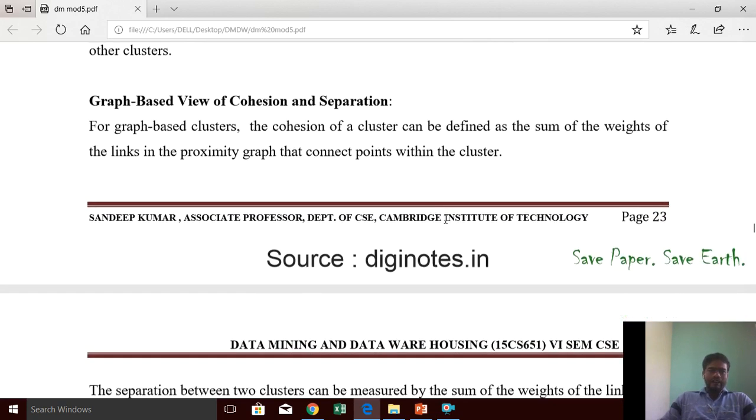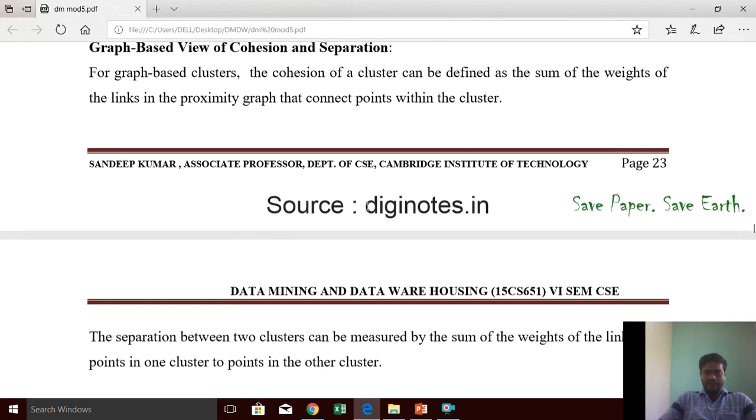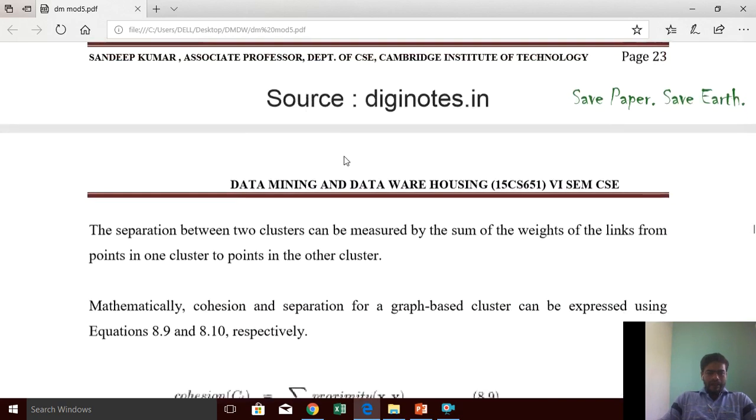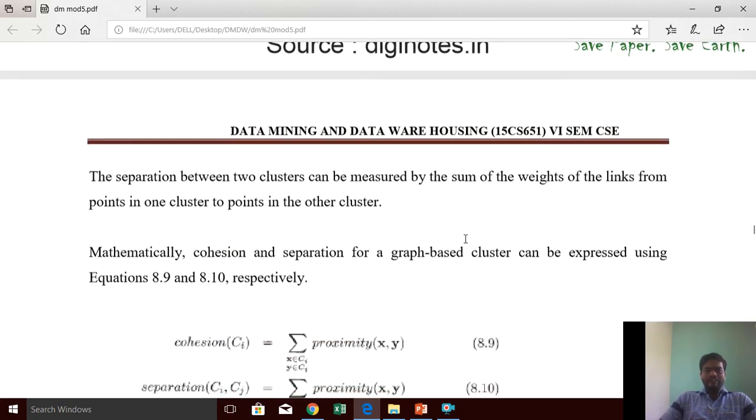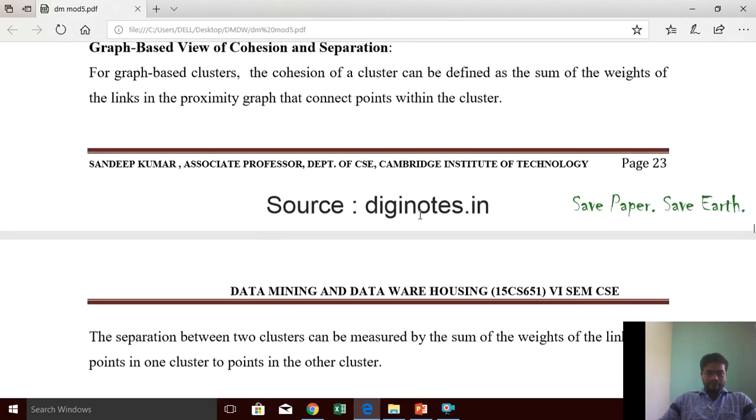Then, the graph-based view of cohesion and separation. For a graph-based cluster, the cohesion of a cluster can be defined as the sum of the weights of the links in the proximity graph that connects points within the cluster. The separation between two clusters can be measured by the sum of weights of the links from the points in one cluster to the points in another cluster.